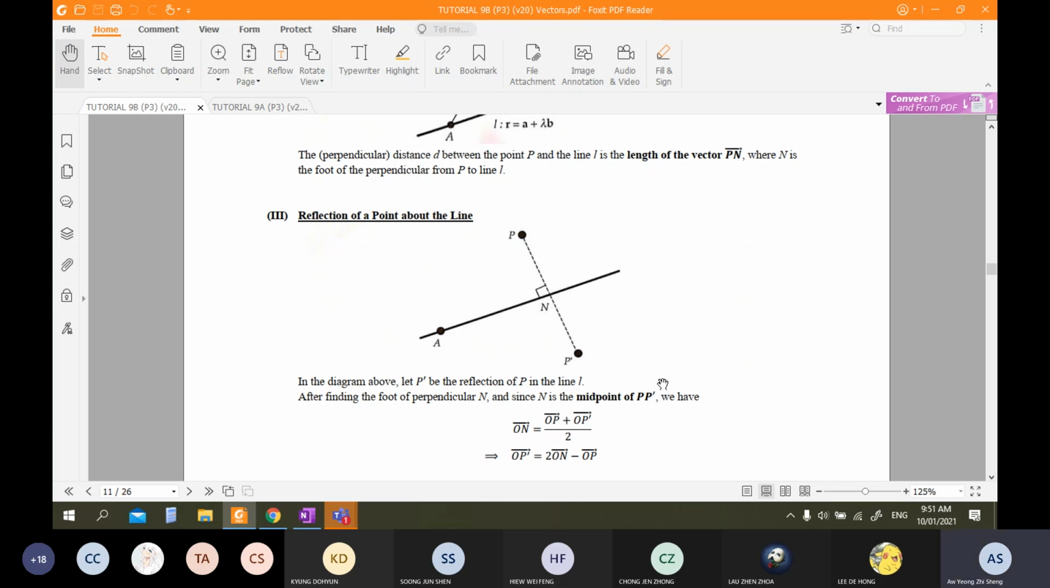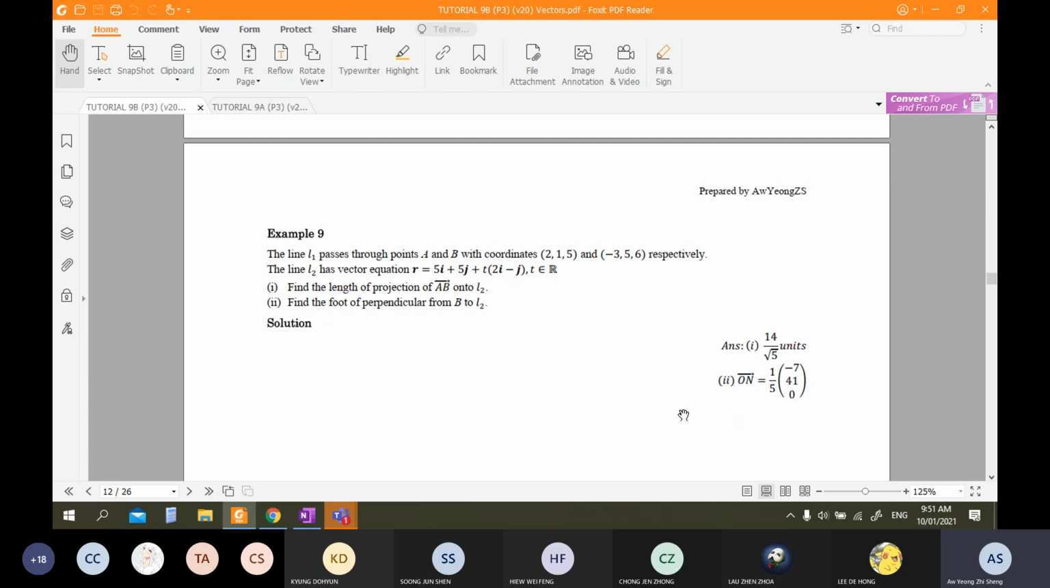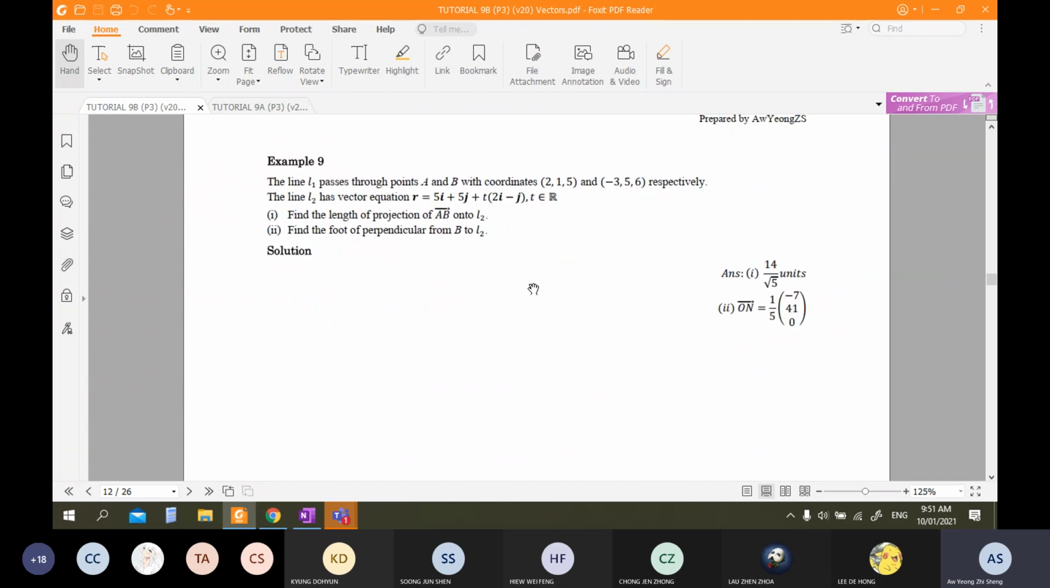Now, that's the end of page 11. On page 12, we have one example here. I think I won't be able to complete it today. We only have 5 minutes left. So I think I will stop the lesson here today, and I don't want to do this example halfway.